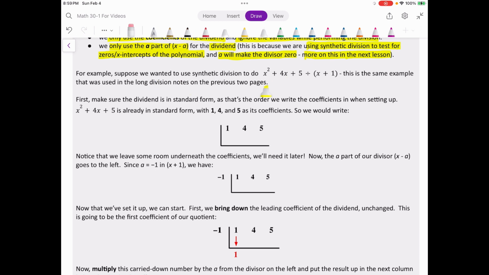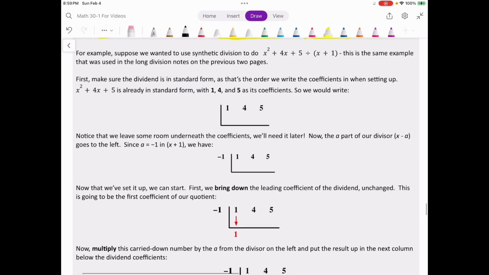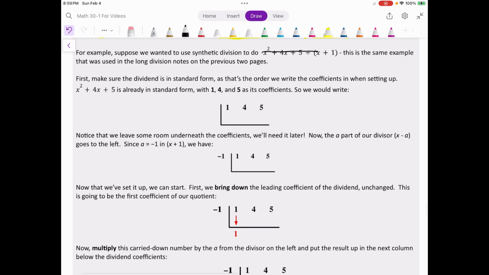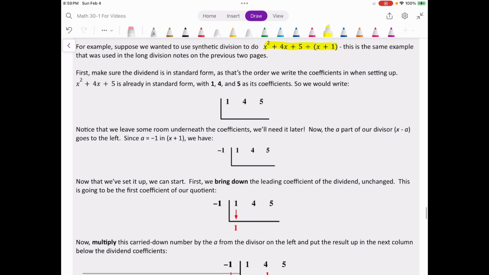We'll jump in again. It's kind of hard, I know, to make sense of this before you see it in action. So let's try it out. Suppose we wanted to use synthetic division to do x squared plus 4x plus 5 divided by x plus 1. Exact same one we just did with long division. If synthetic division really works, we should end up with the same result, okay?